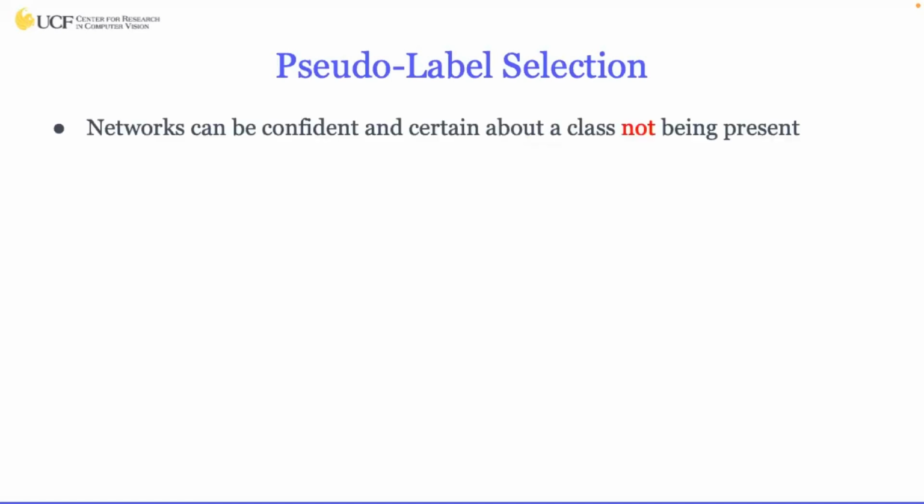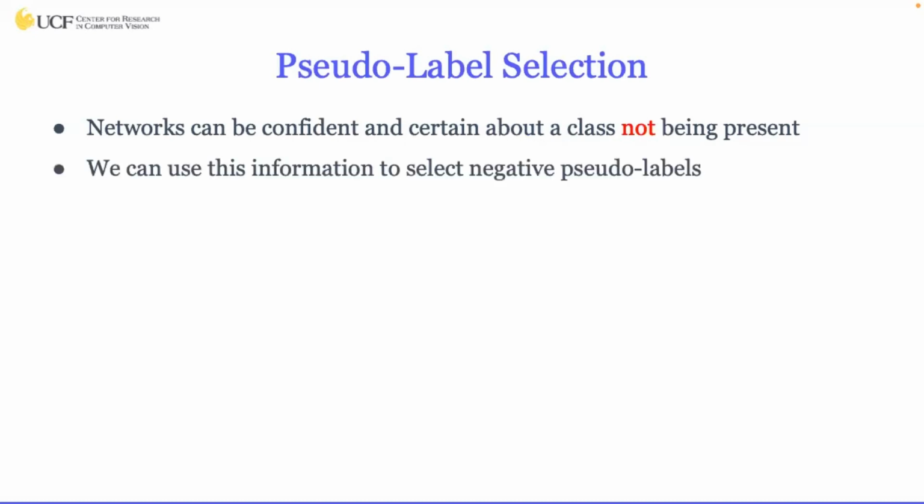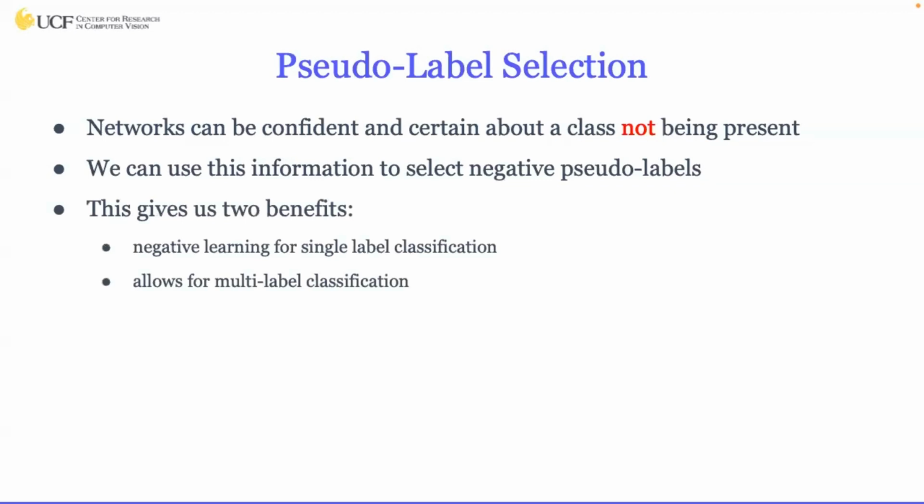Basically, the idea is that even though the network is not confident or certain about a sample being present, it can be confident and certain about a class not being present. And we can use this information to select actual negative pseudo labels. This gives us basically two benefits. First, we can utilize negative learning to improve single-label classification. Next, it also allows us to handle multi-label classification, because in the case of multi-label classification, we have to independently say which of the output classes exist and which do not exist.